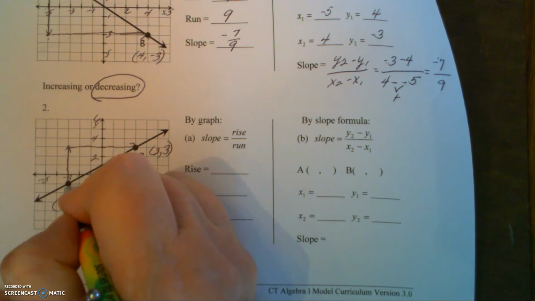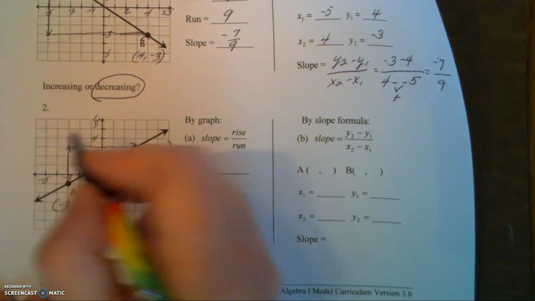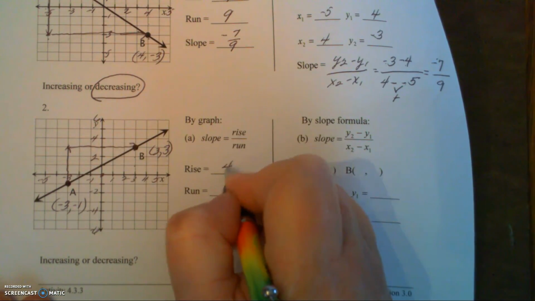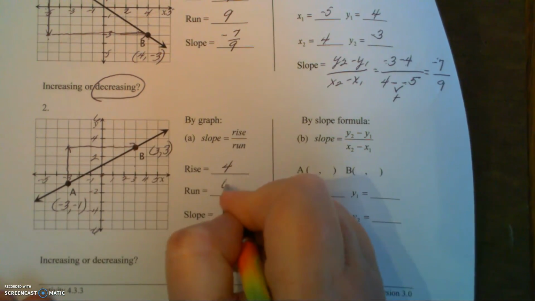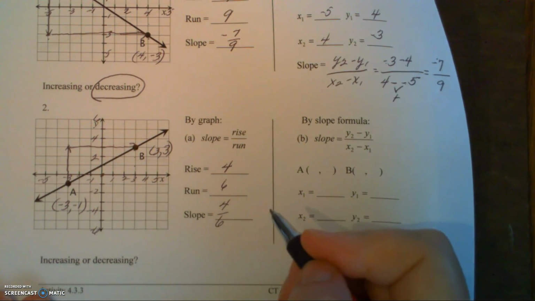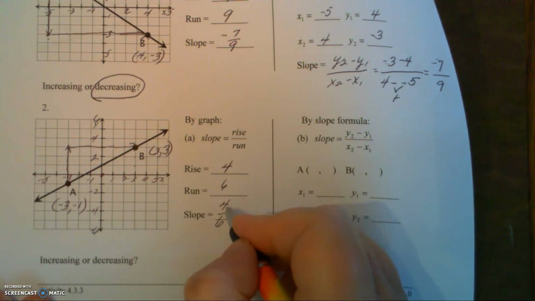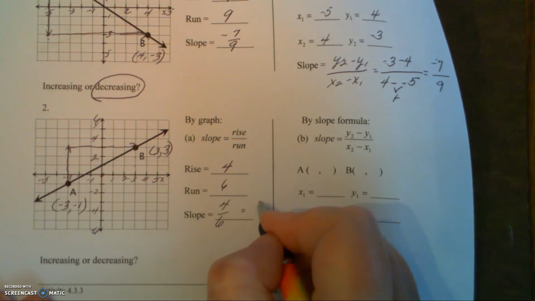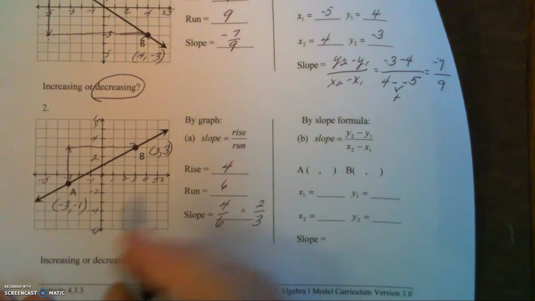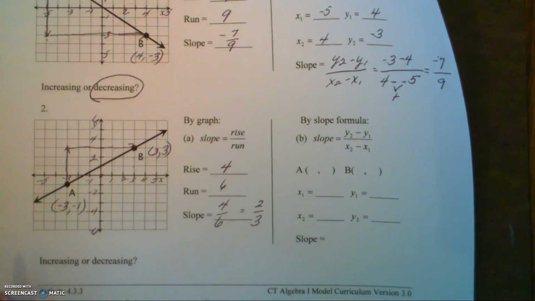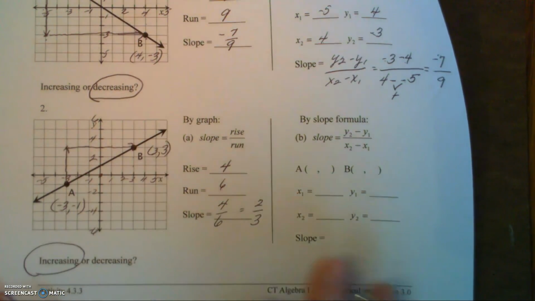Okay, so from this point it is 1, 2, 3, 4, since going up is positive, and then it goes over 1, 2, 3, 4, 5, 6. So the slope is 4 over 6, or if you divide both the numerator and denominator by 2, you get 2 over 3. So that's simplified. Now, is this increasing or decreasing? It's going to the right, and it's going up. So that's positive, so that's increasing, okay?